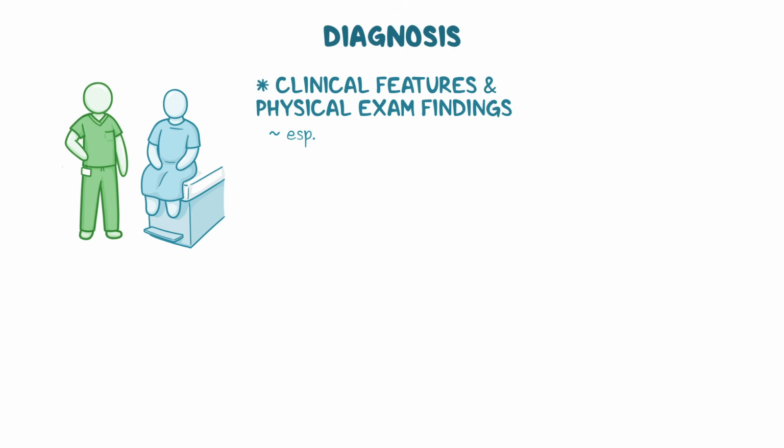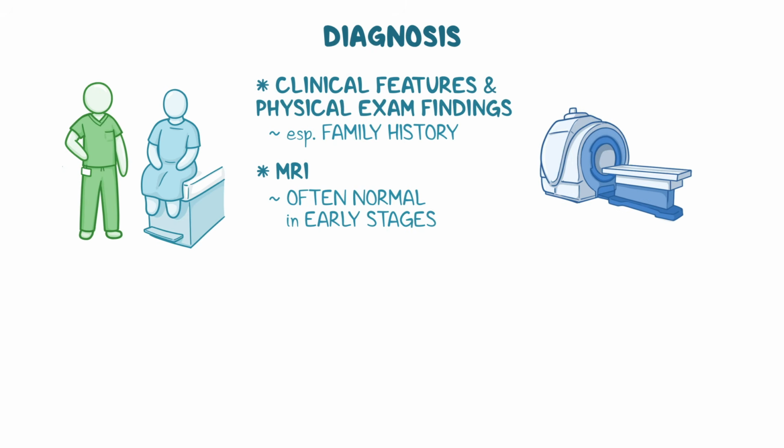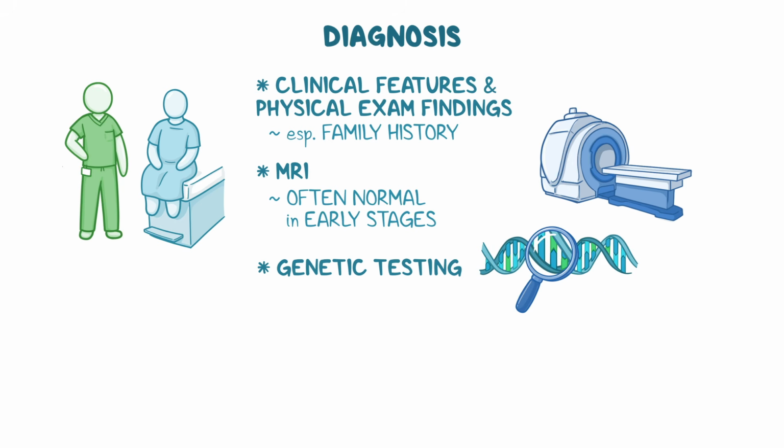Diagnosis of SPG4 is suspected based on clinical features and physical exam findings, especially if there's a family history of the condition. An MRI may show thinning of the spinal cord, but often appears normal in early stages. Genetic testing can confirm the diagnosis by identifying mutations in the SPAST gene.